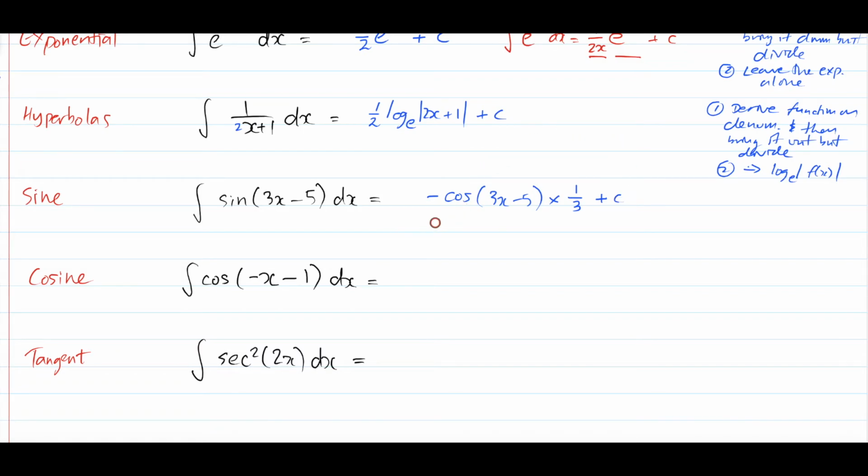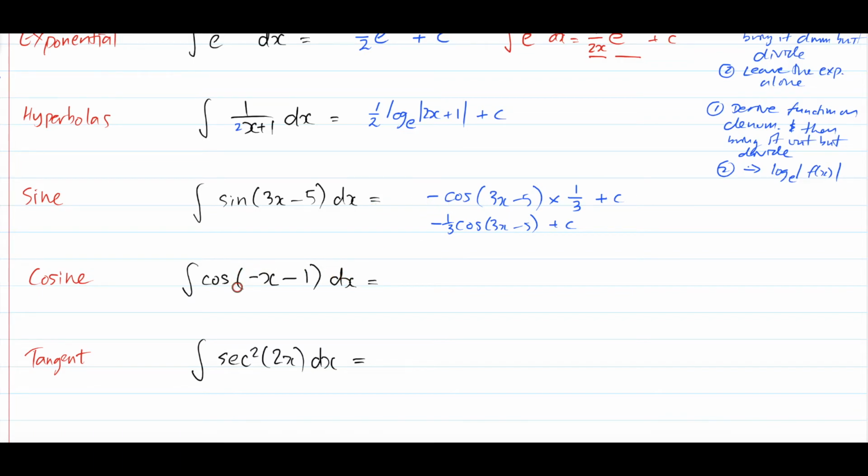So your final answer really should be negative 1 on 3 cos 3x minus 5, okay, and then plus c. I'll just do cosine because sine and cosine are very similar to each other. Just be careful though, you have to think backwards.